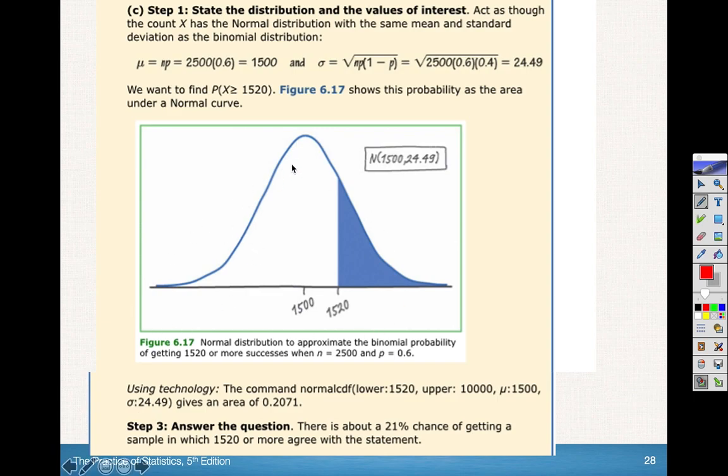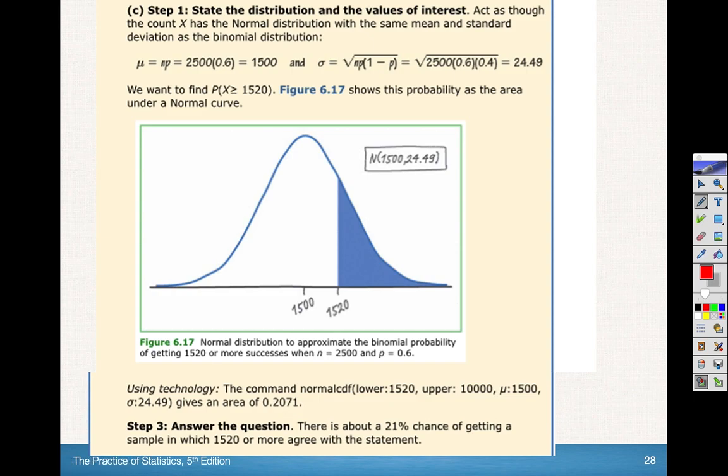So yeah, do you need this picture? No, but it's a great visual. We needed to find the mean. We needed to find the standard deviation. Once you have them, come to the bottom of the slide with me. Norm CDF, labeled lower bound, labeled upper bound, label the mean, label the standard deviation, and you get 0.2071.